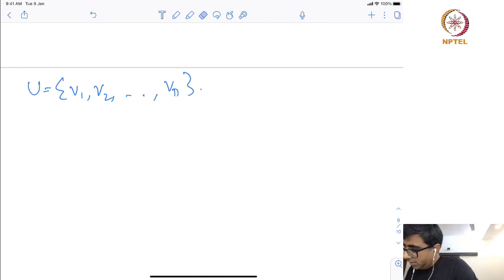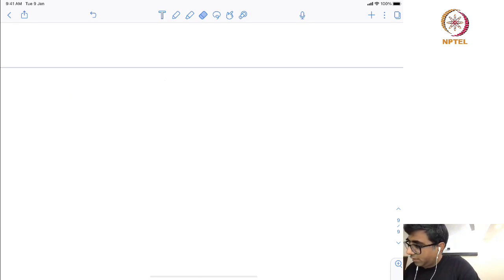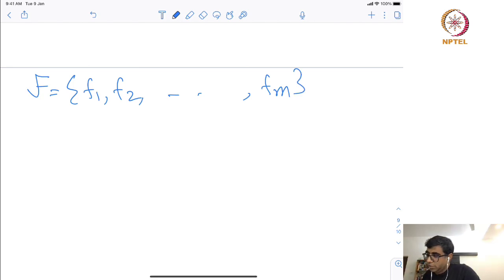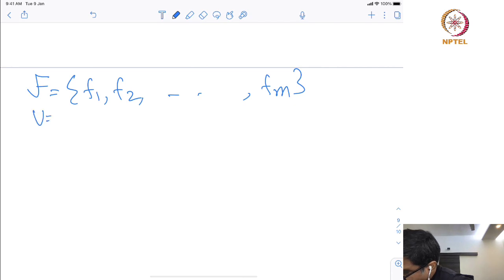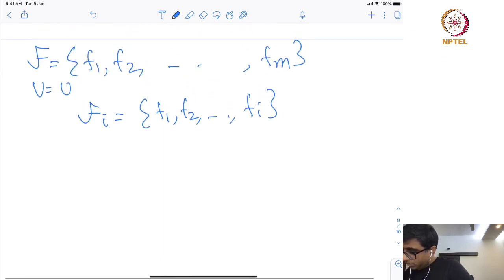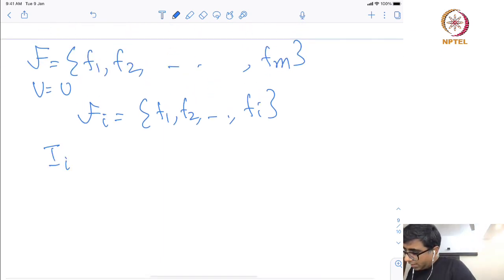Rather, you will see a different strategy here. Here is my family F. Suppose it contains the sets F1 to Fm over U. Now what I am going to construct is the family Fi, which is some first i sets. Now, my instance Ii is going to be U comma Fi.